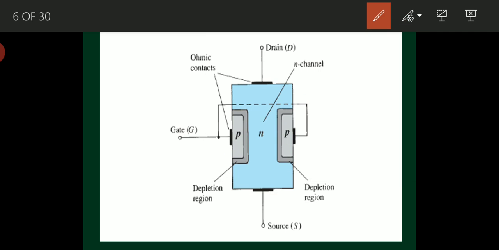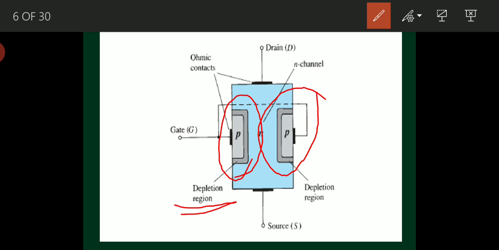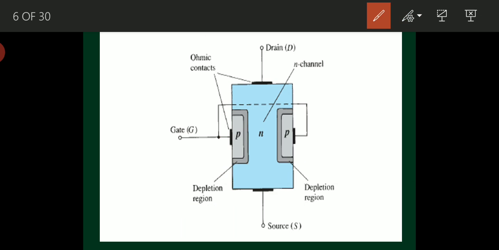If charge carriers move, after some time what will happen? A depletion region is formed between the n-type and p-type semiconductors. So I can now assume this as one p-n junction and this as the second p-n junction. So this is the structure under no bias condition.